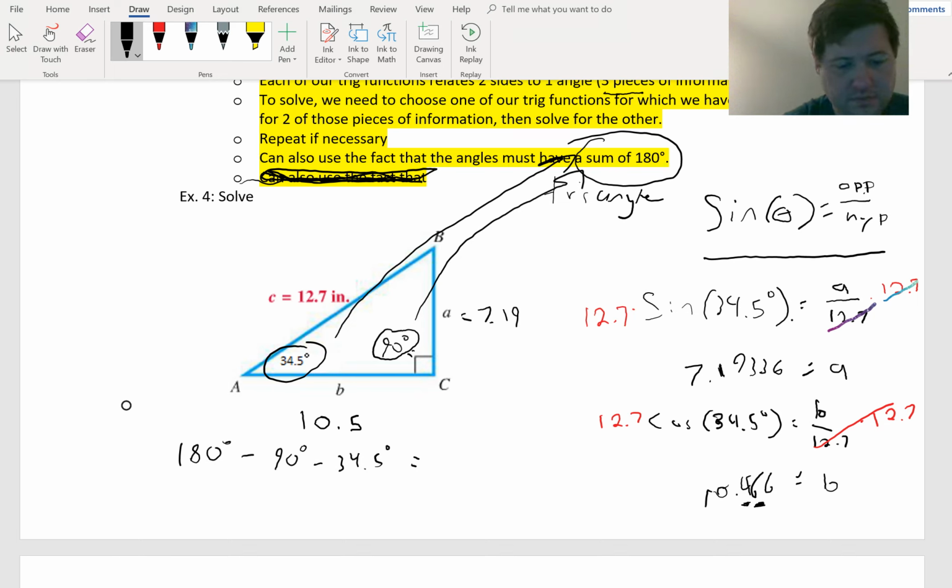Okay. 180 minus 90 minus 34.5 is 55.5. And now we have the last bit of our puzzle. Oh, these aren't the greatest. These are all 5s, believe it or not. Just really poorly drawn.